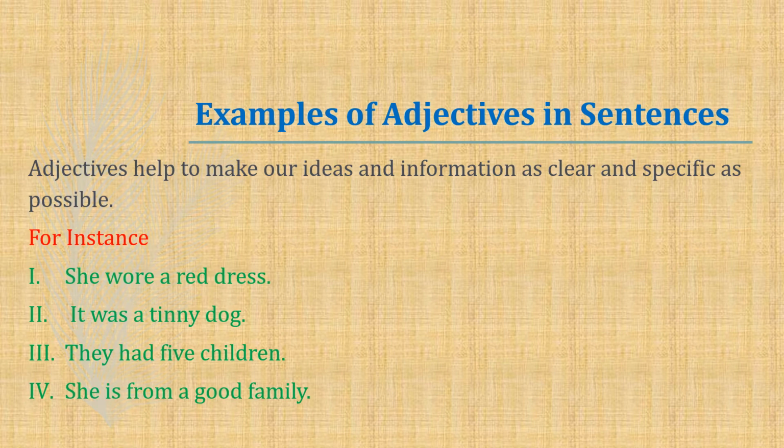Let us now examine the examples of sentences that are given here. Sentence number 1, she wore a red dress. Sentence number 2, it was a tiny dog. Sentence number 3, they had 5 children. And the last sentence, she is from a good family.